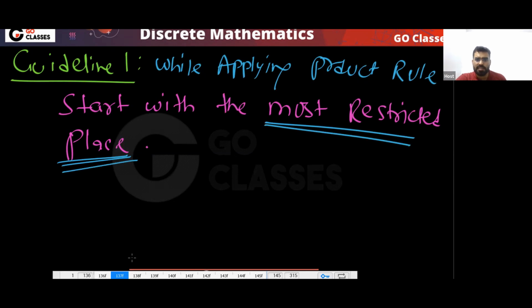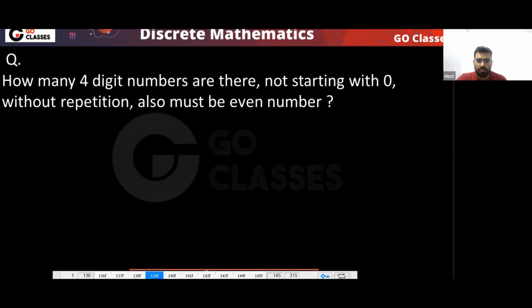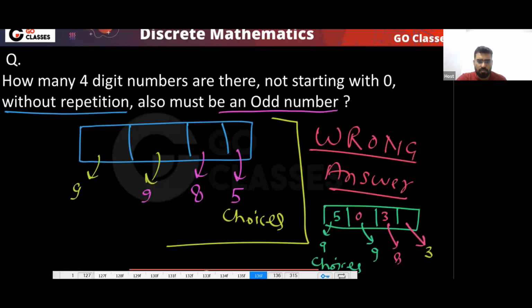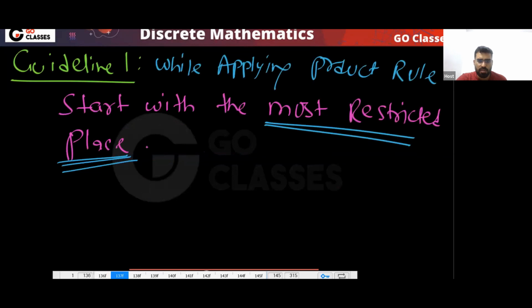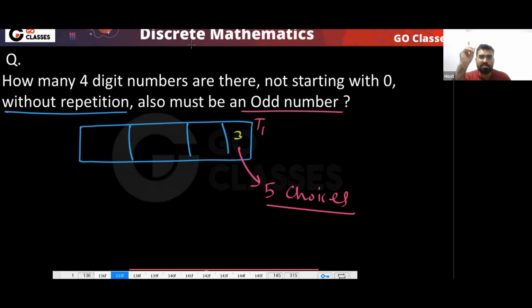So here, this answer is wrong. What is the correct answer? You start from here because you want an odd number. Let's call this T1. Here you have 5 choices. First you give him what he wants, an odd number, because this should be odd. Now go to the next restricted place. This is your T2.